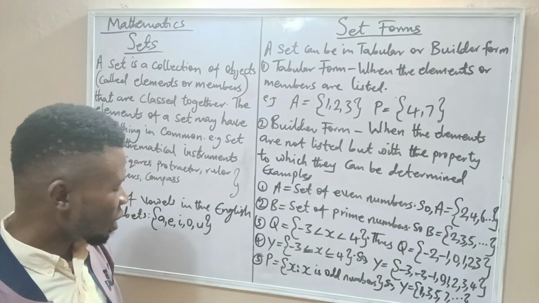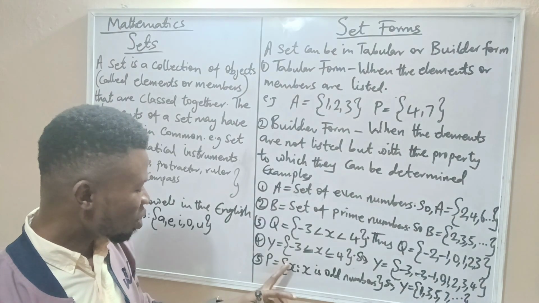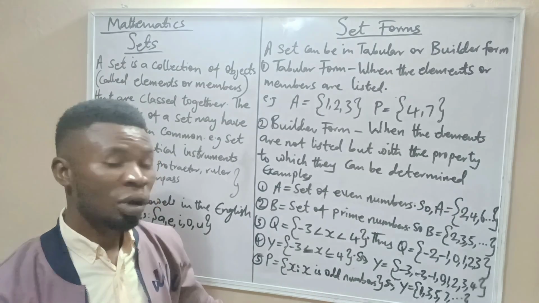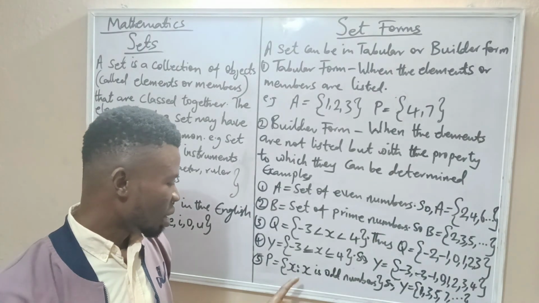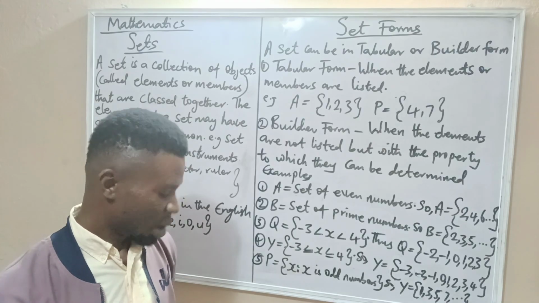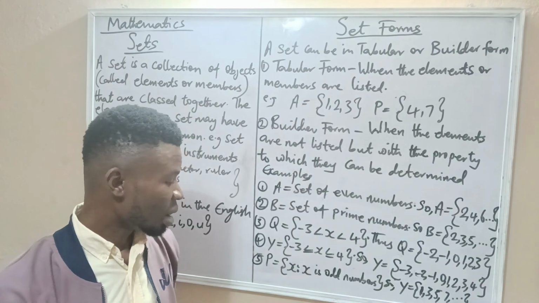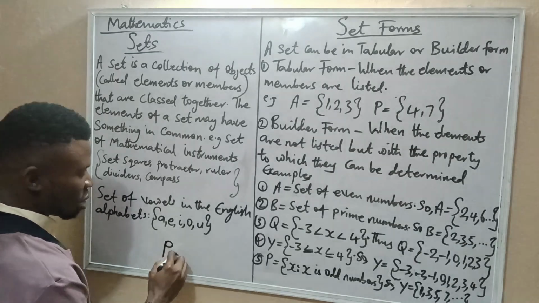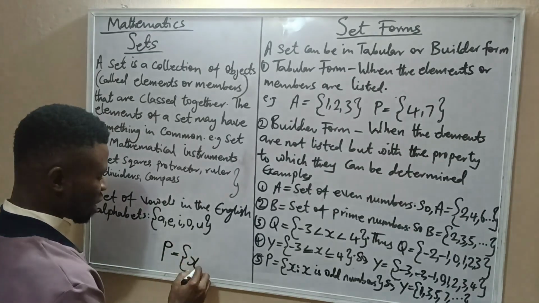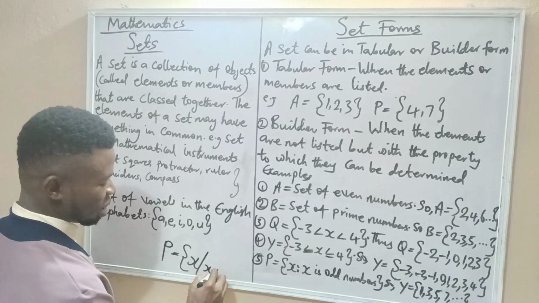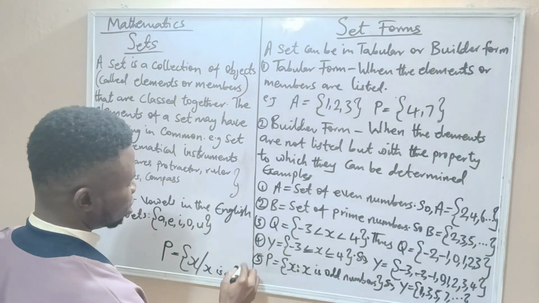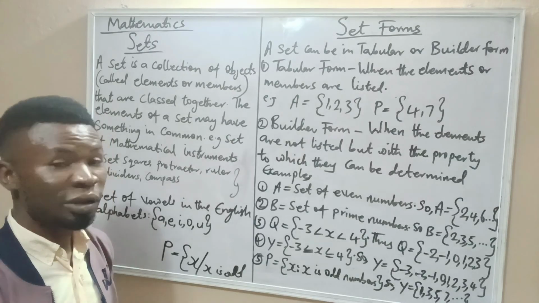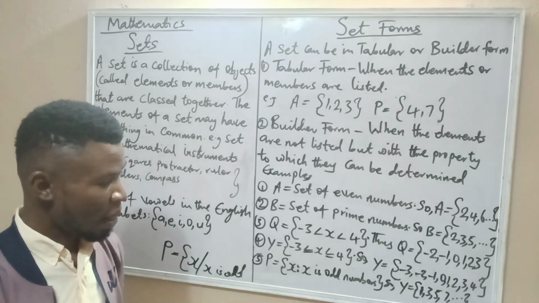Now, number 5 says P is equal to the set of x such that x is odd numbers. This symbol here is such that. It can also be seen in this way, that P is equal to the set of x such that x is odd numbers. So this or this stand for such that.